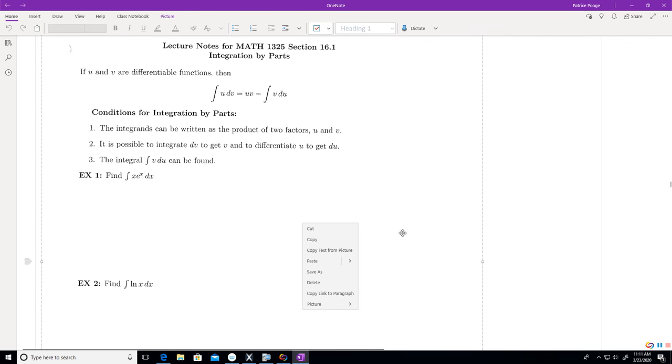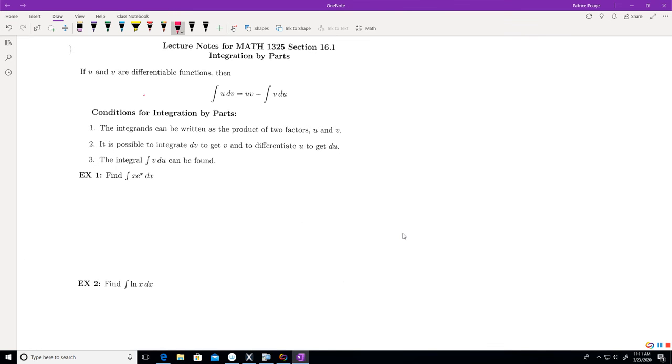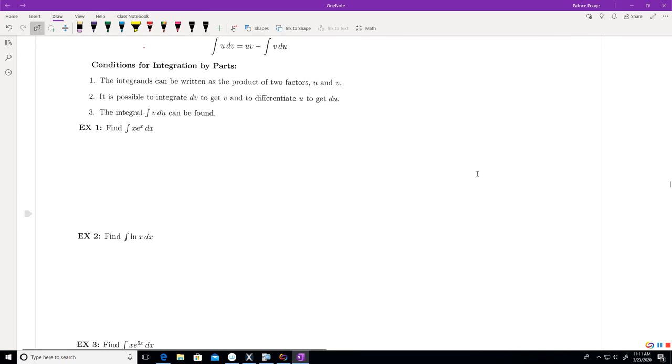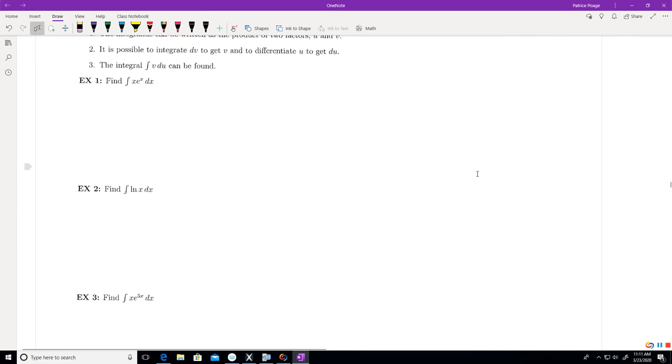16.1 is integration by parts. Typically when you learn integration by parts, there is this formula that goes with it. The integral of u dv equals uv minus the integral of v du. If this is how you learned it and you're good at it and you like it, then go with it. I'm going to teach you a different way. What I'm going to teach you is how to use a tabular method.